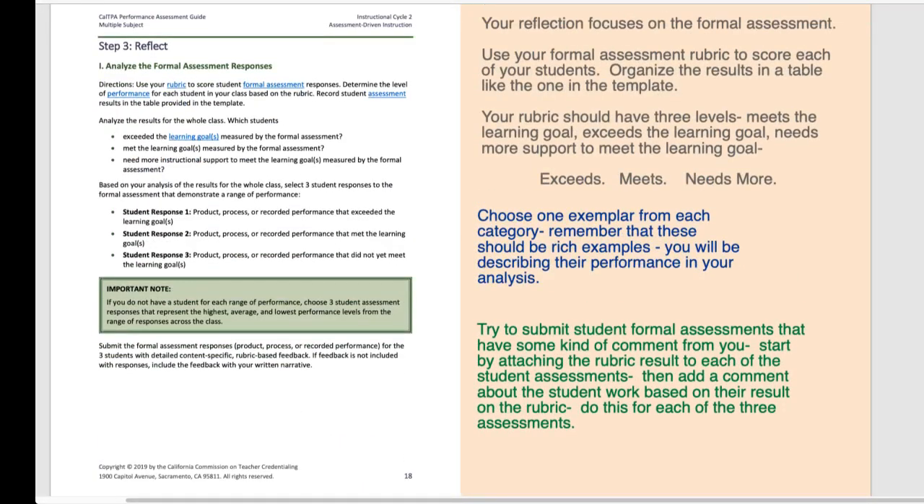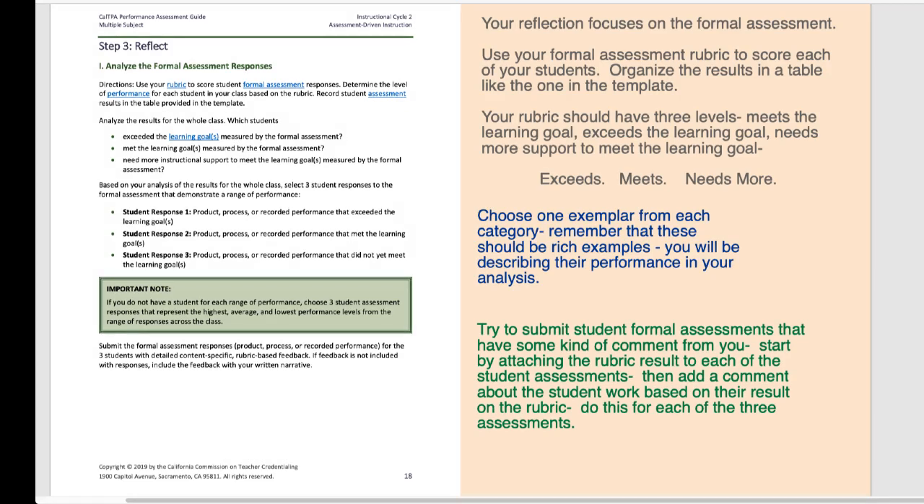First off, Step 3 is all about looking at your assessments and analyzing them and making good sense of how your whole class did, but also looking at 3 particular students. So hold that in mind as we go through these together. So let's look at what the directions say.